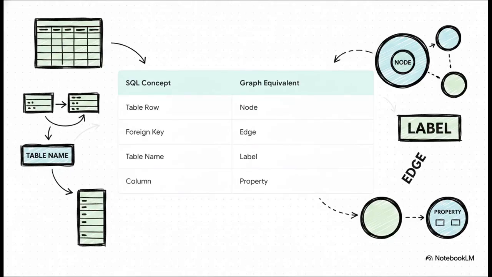Now, for those of you who are SQL natives, this translation mental map is going to be your best friend. Just think of a node exactly like a row in a table. An edge? That's essentially an explicitly mapped foreign key or a join between your tables. Your table name becomes your label, and your traditional columns simply become your properties. Once you see it like this, it is such an intuitive way to model reality.